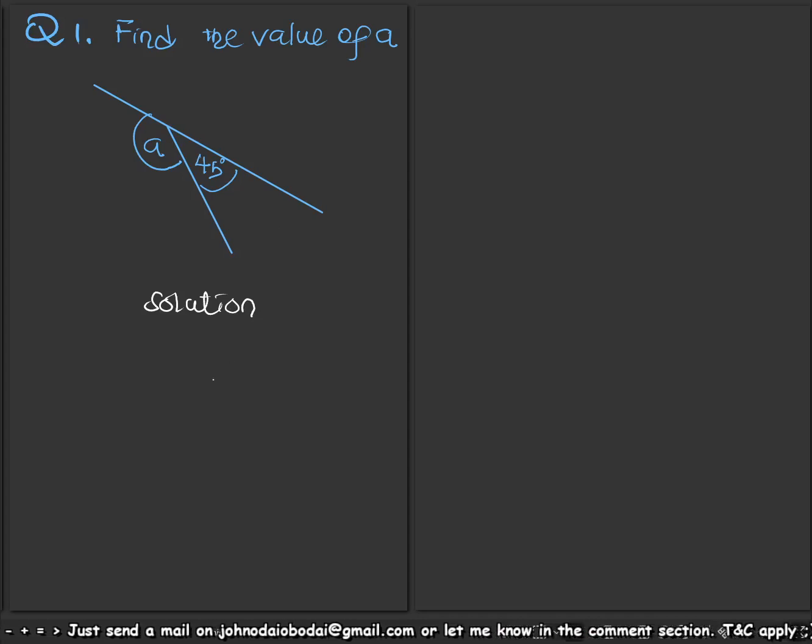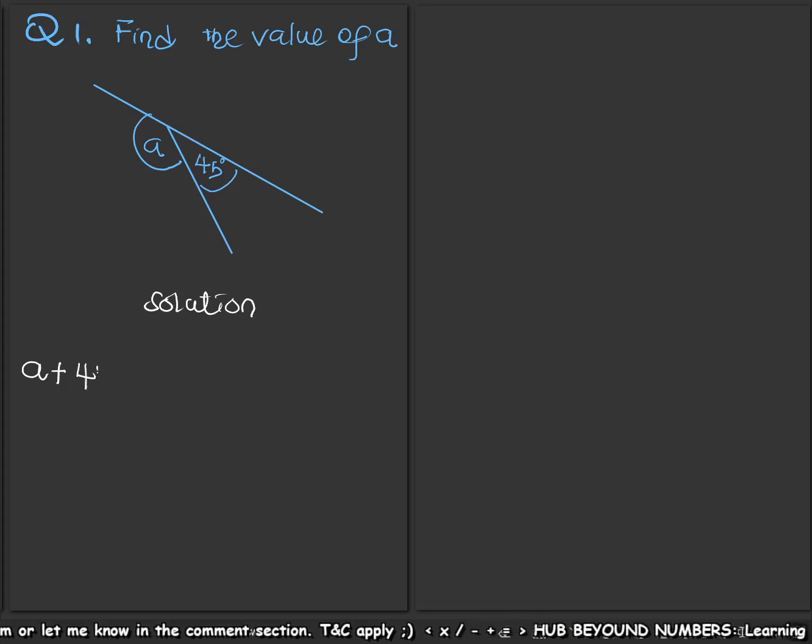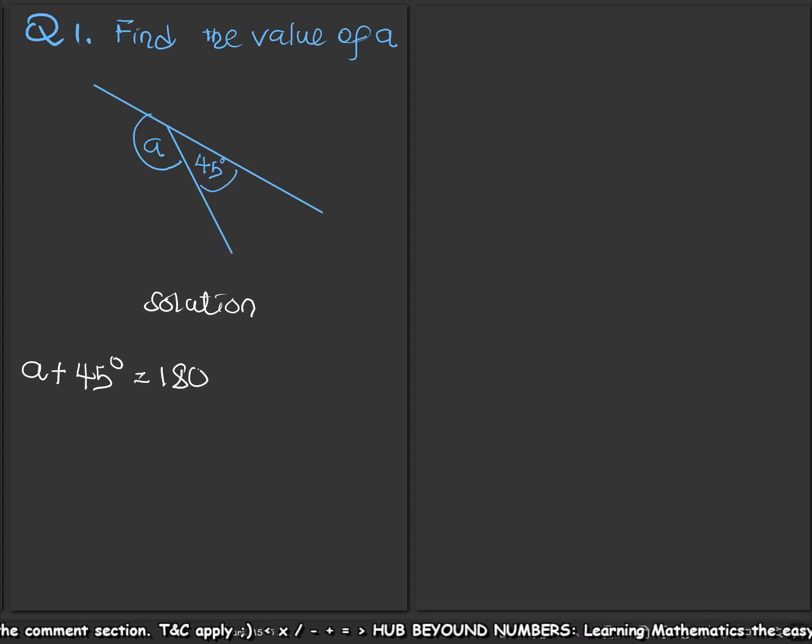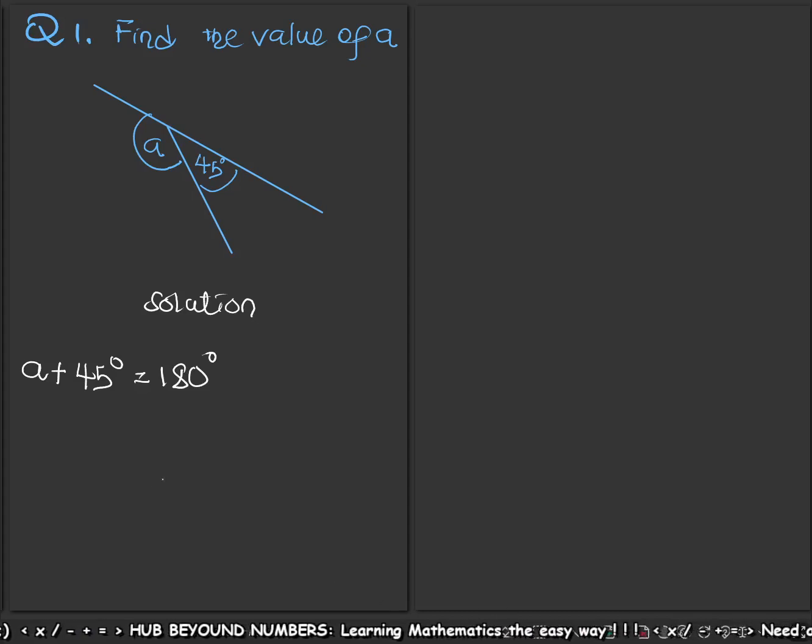supplementary. So this simply means that angle A plus angle 45 degrees is equal to what? 180 degrees. Then you state the property you are using over there. So we are using the fact that they are what? Supplementary angles, and they are adjacent angles as well.